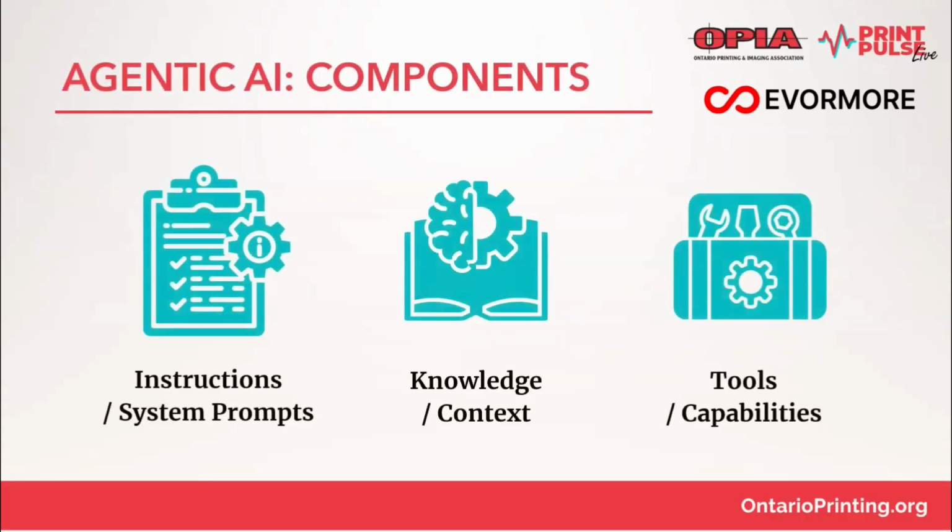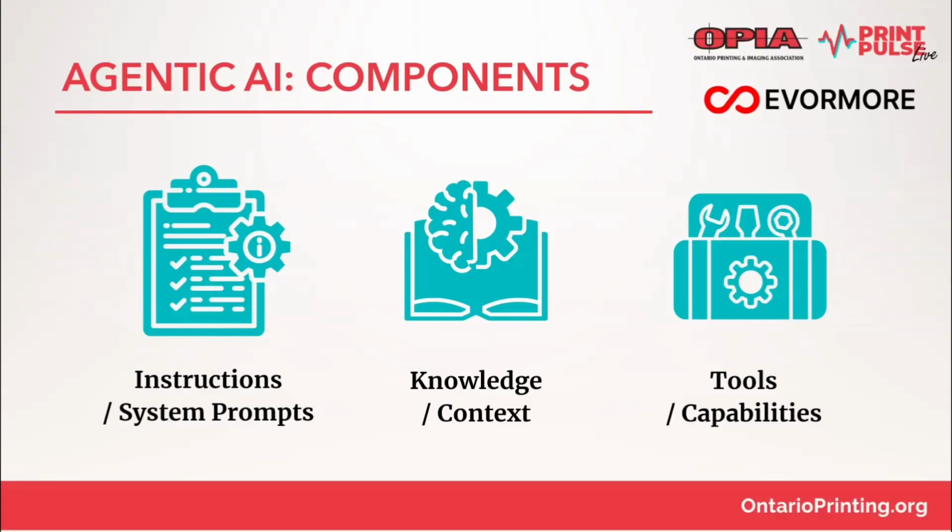We do this by focusing on 3 key areas: instructions and system prompts. So you have to define who it is and what it does, what attitudes it has. You can give it the knowledge and context. So an order entry person for a Canadian print operation is obviously going to be different than a front counter person in a car dealership. So you have to give it that context.